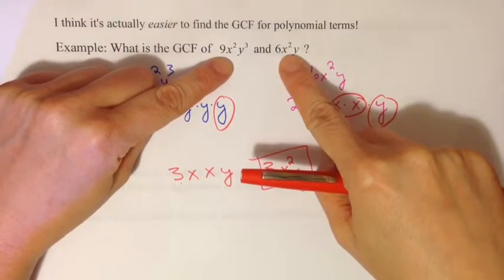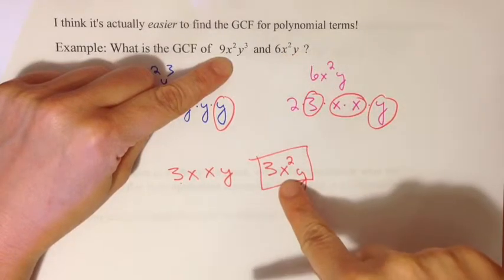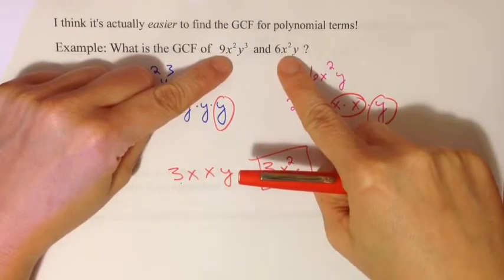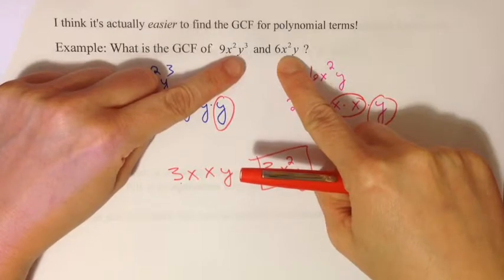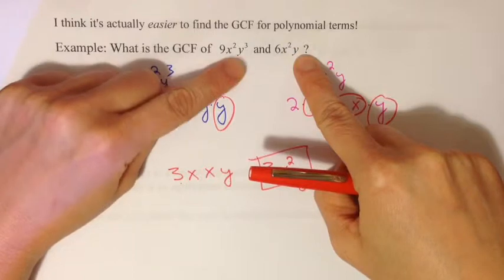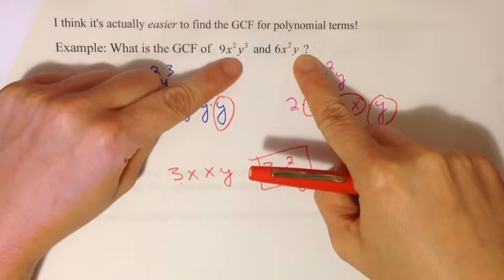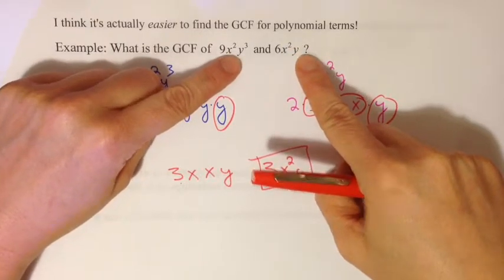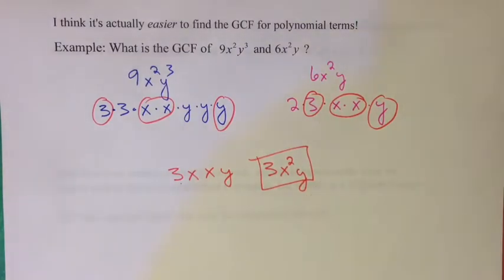Between x squared and x squared, we ended up with an x squared, since they both had an x squared. When I look at the y variables, y cubed and y, this one only has one y, which means that even though this one has 3, they only have one y in common, and I only ended up with one y in my greatest common factor.